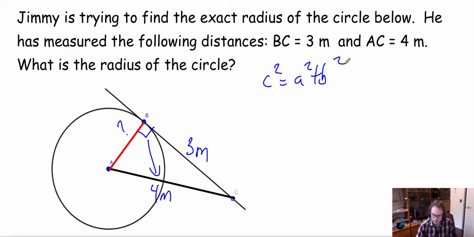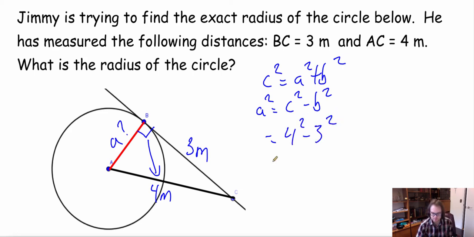So once again, we're trying to find, let's call this A. We're going to say A squared is equal to C squared minus B squared. Continue calculating and plugging things in. I'm going to get 4 squared minus 3 squared. That's going to give me 16 minus 9, which gives me 7. So now we have A squared equals 7. We want to find the square root of 7.